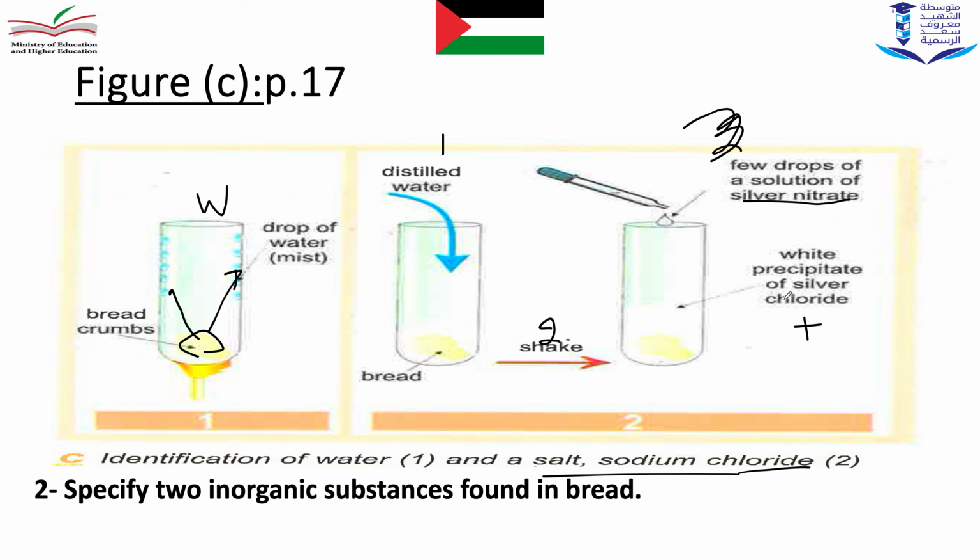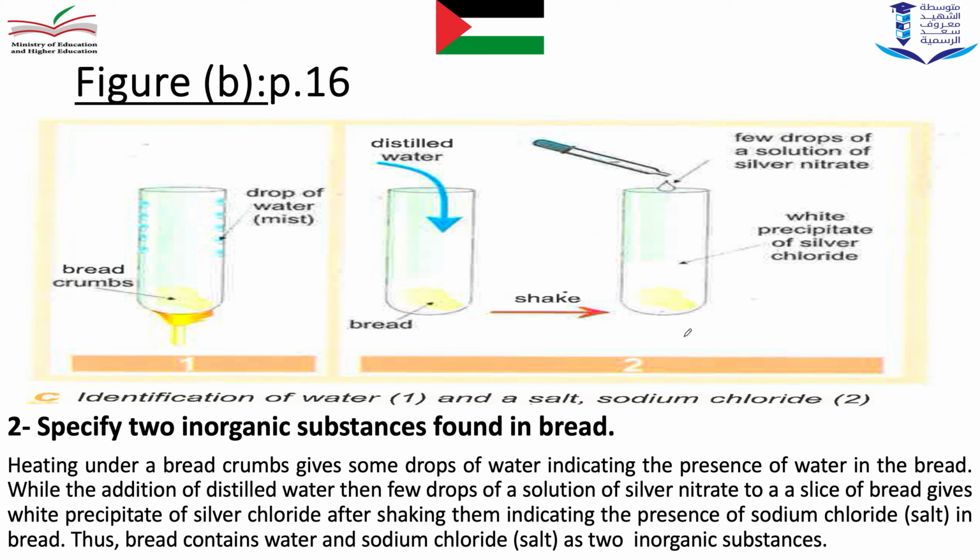So what are the steps to check the presence of salt in any food? First step, you have to add distilled water to the tested food. Then we have to shake it very well. After that we have to add a few drops of a solution of silver nitrate. In case we obtain white precipitate, it means we have salt, indicating the presence of salt. In case it does not, there is no salt. So here I definitely have salt because it gives white precipitate. So what does the bread contain? It contains water and salt. When I read them here, I understand them very clearly.